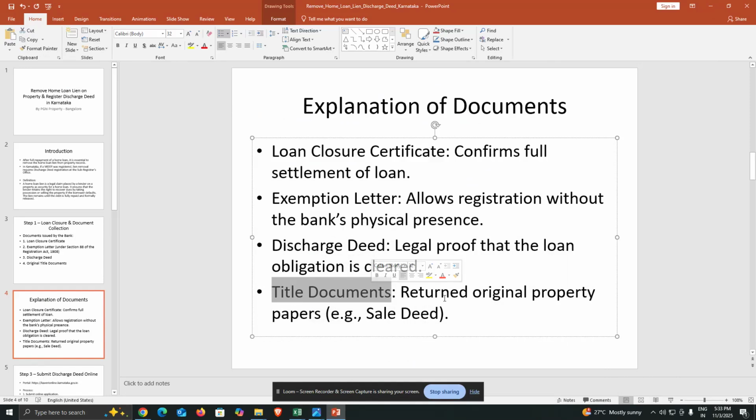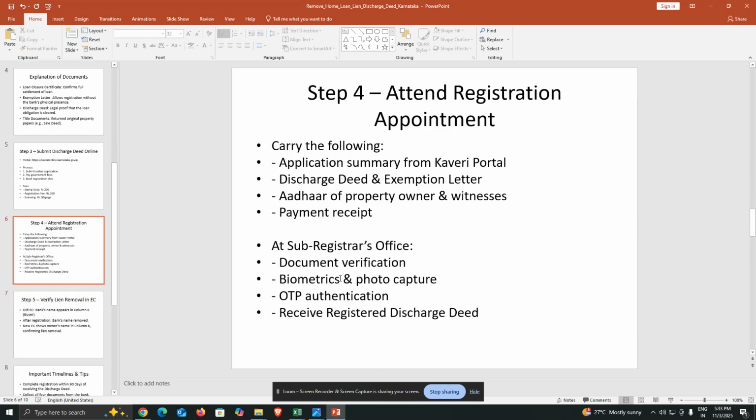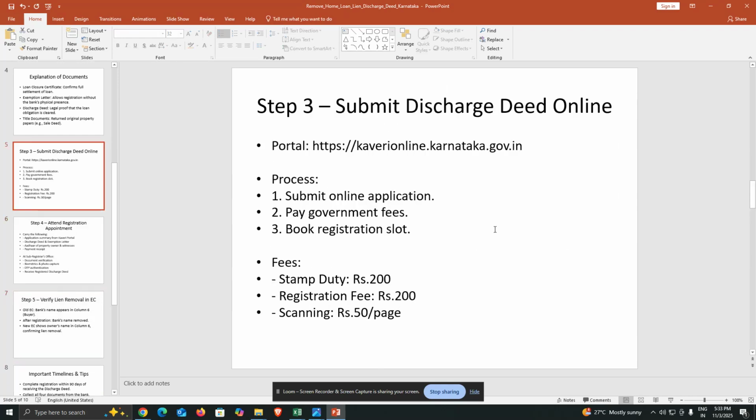And the title document. At the time of registering the MODT, you would have deposited your property documents. We must collect back those property documents. That is the final one. Now, once we collect these four documents from the bank, we must register the discharge deed at the sub-registrar office.